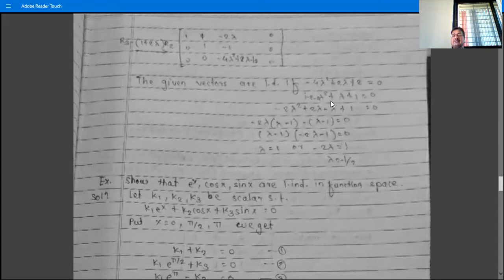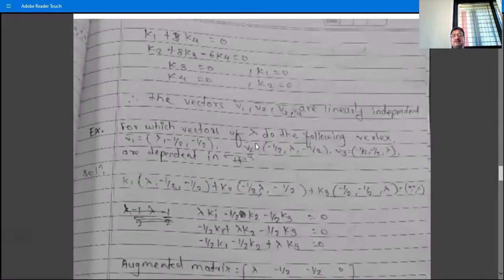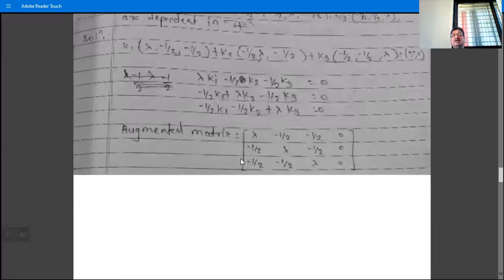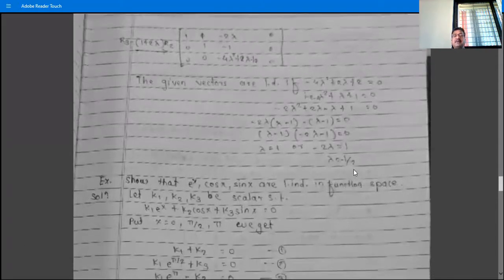The factorization is: 2 lambda minus 2 lambda minus 1, minus 1 lambda, because 2 lambda minus 1 lambda is lambda, and the multiplication is minus 2. So after simplification, lambda is 1 and lambda is minus half. These are the values of lambda. If we take lambda as 1 or lambda as minus 1 half, then the three vectors V1, V2, V3 are linearly dependent in R3.